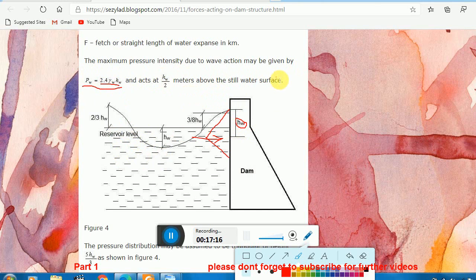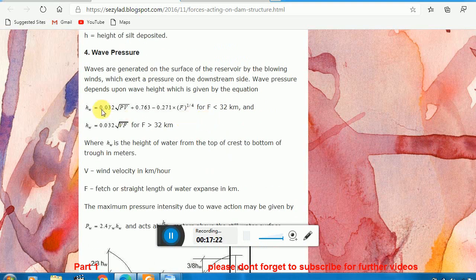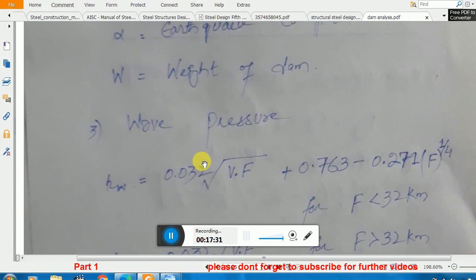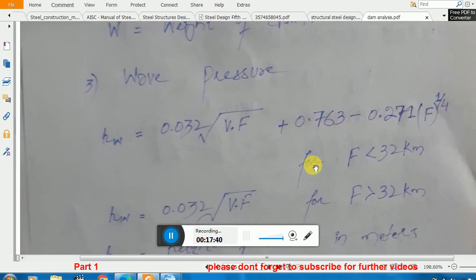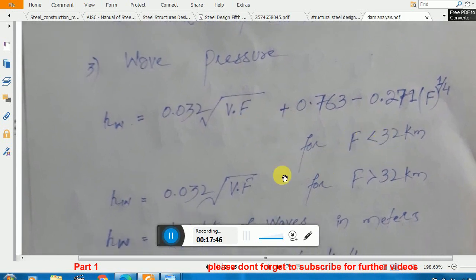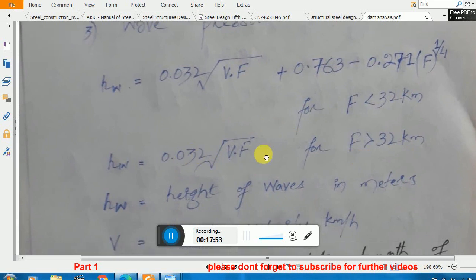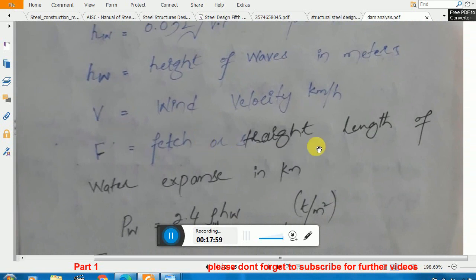And there is an equation for the wave height, and I also write it down here. HW equals 0.032 times the square root of V times F, plus 0.763 minus 0.271 times F to the power of 1/4. V is the velocity of wind, and F is the fetch. If the fetch is less than 32 kilometers, you use this equation, and if F is greater than 32, we use this one. Clear? HW is the height of wave in meters, V is the wind velocity in kilometers per hour, and F is the fetch, the straight length of the water extent.